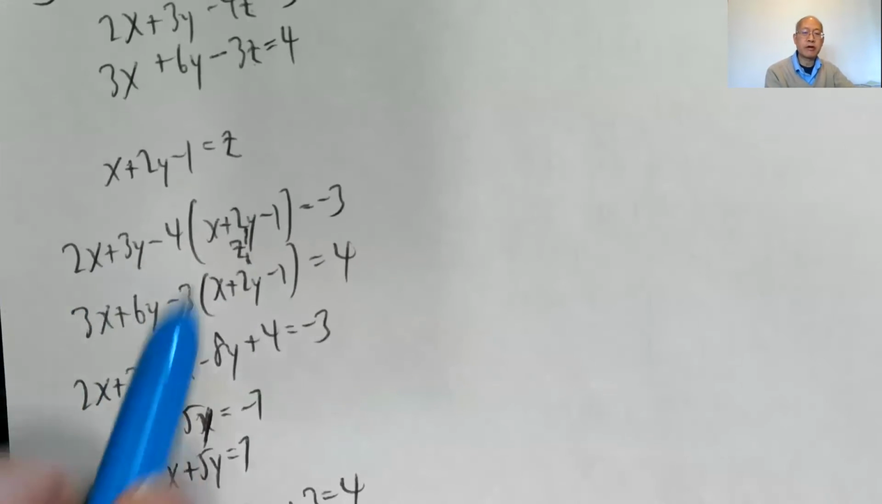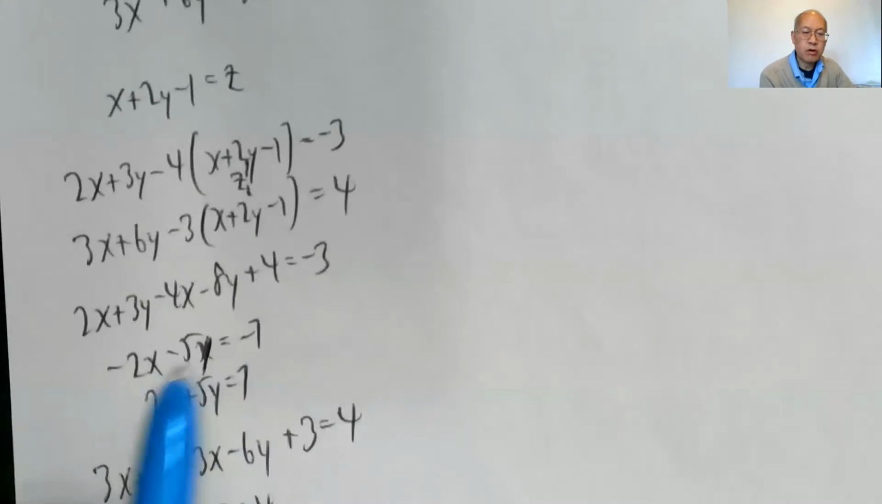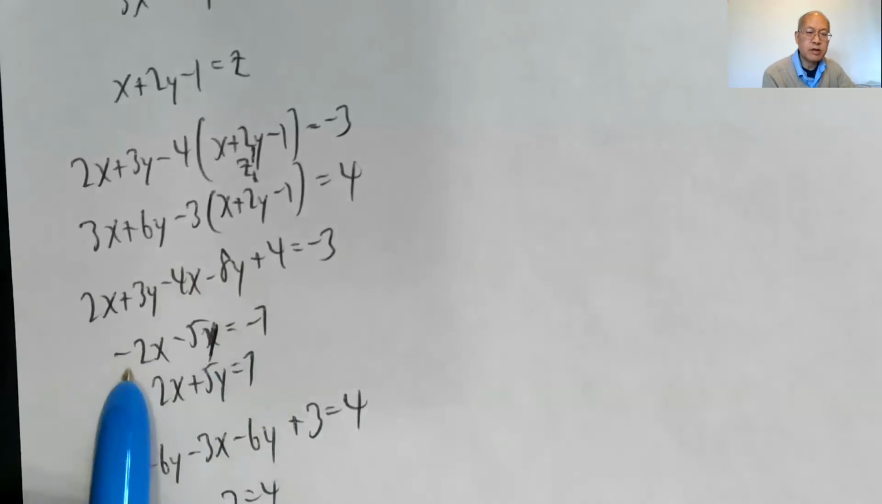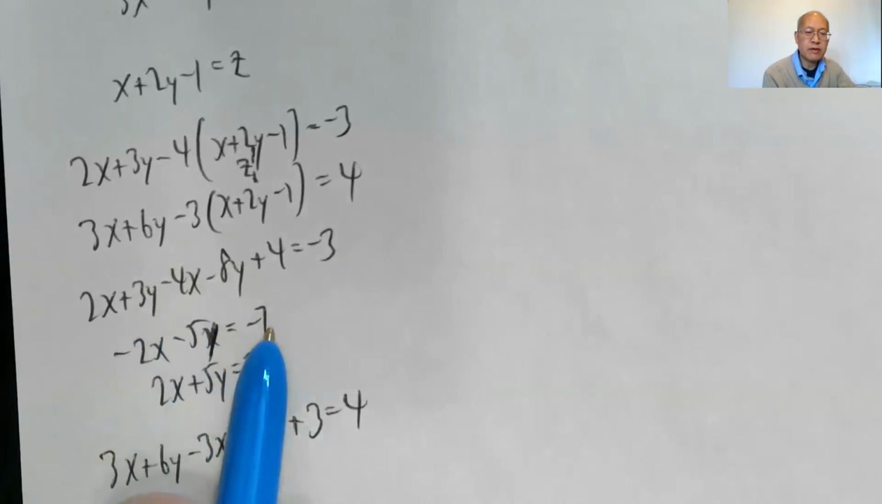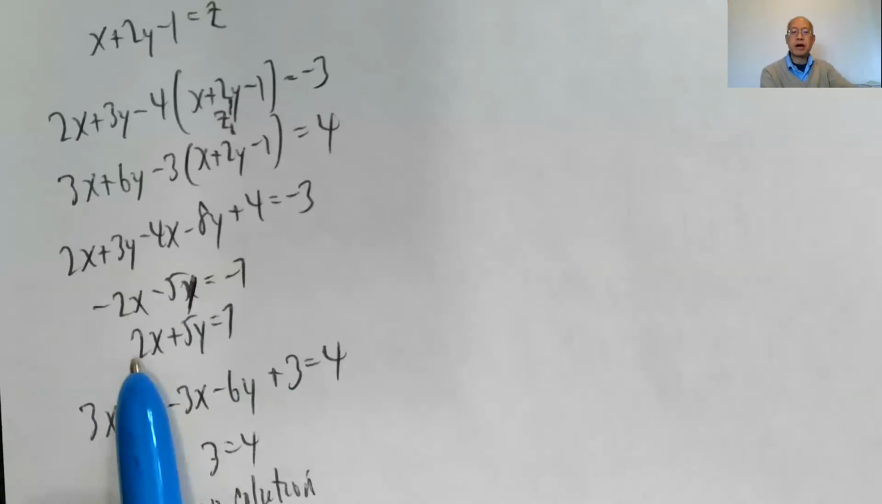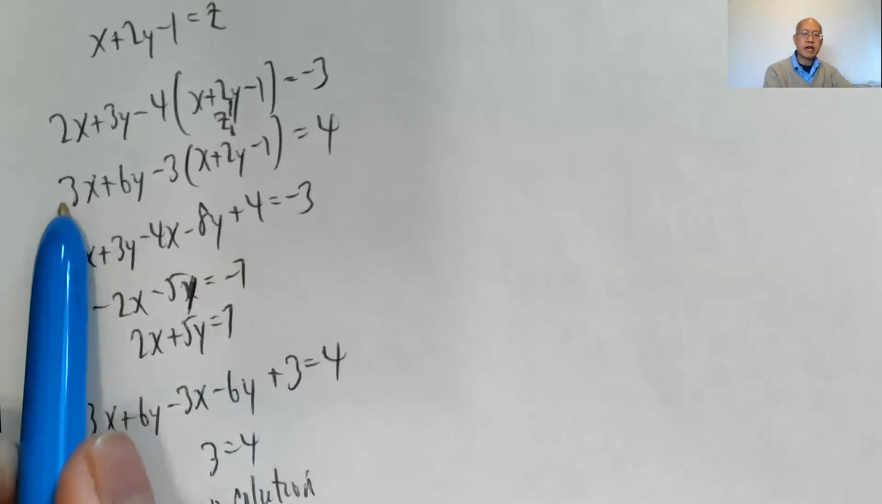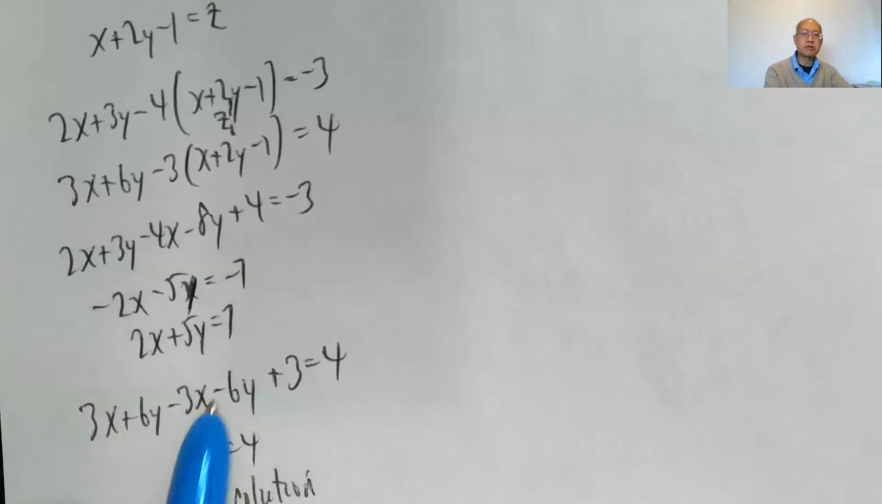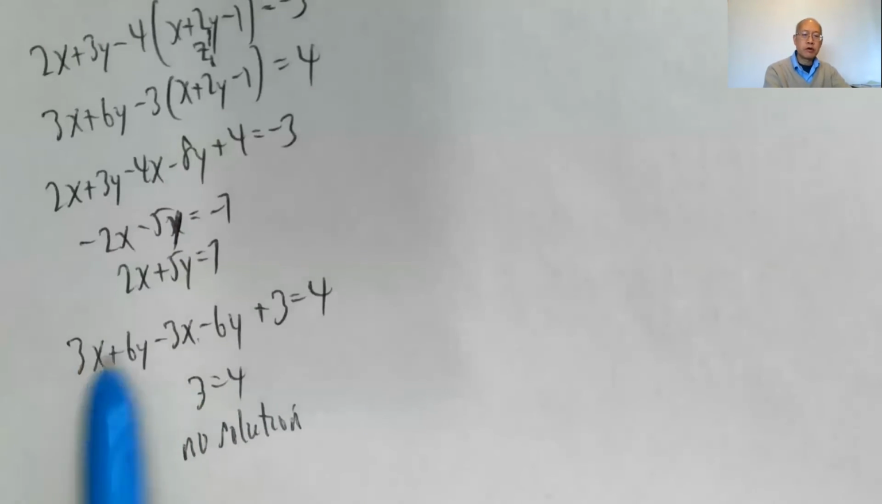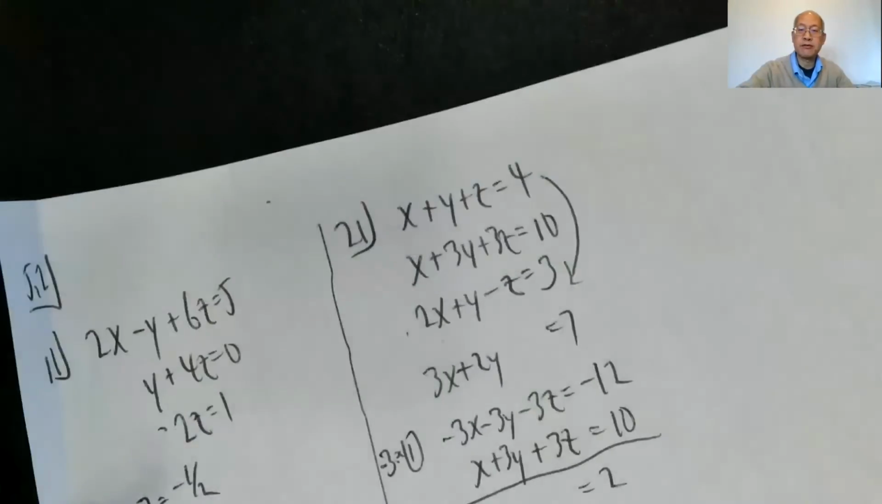2x plus 3y minus 4x minus 8y plus 4 equals negative 3. Subtract 4 and combine like terms. Negative 2x minus 5y equals negative 7. They're all negatives. I don't like all the negatives, so I'll multiply both sides by negative 1. Positive 2x plus 5y equals 7. Second equation, 3x plus 6y minus 3x minus 6y plus 3 equals 4. Well, the x's drop out and the y's drop out. I'm left with 3 equals 4, which is impossible. So I have no solution. All right, so these are some of the problems for homework from section 5.2.